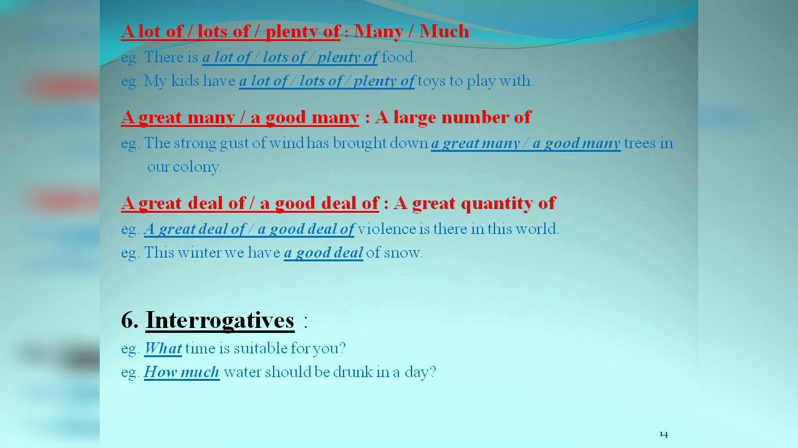So students, these are the categories of determiners that I have explained to you in detail. Hope you all have understood.